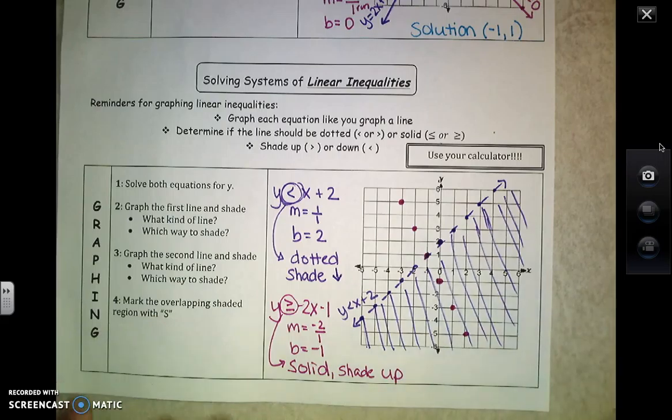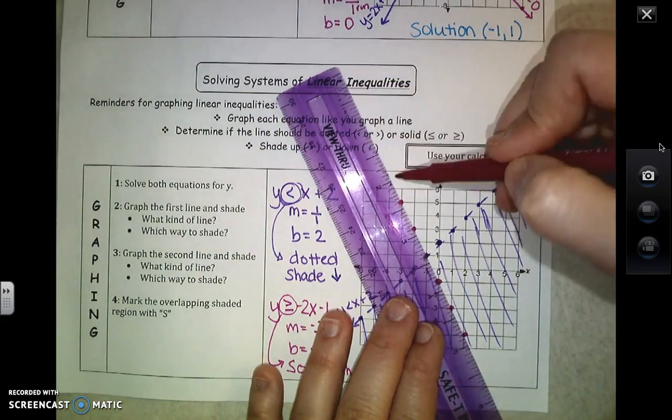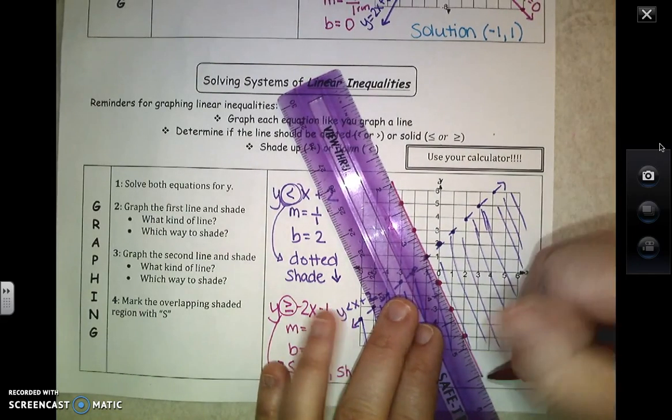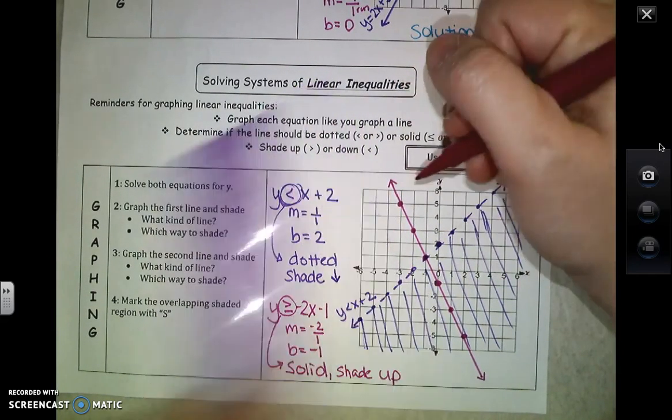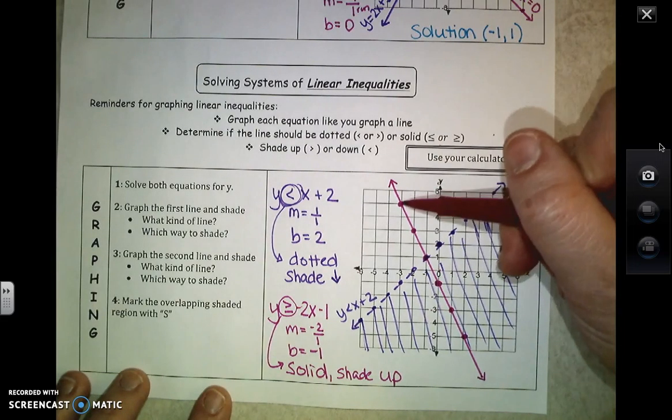Okay, so I need a solid line. I'm going to grab my ruler for this one. I need a nice solid line here. You want to make sure it's very clear whether your line is solid or dotted. Okay, so there's my solid line. And I'm going to shade above the line. So pick a point and go up.